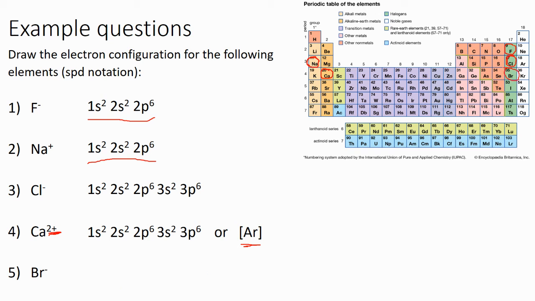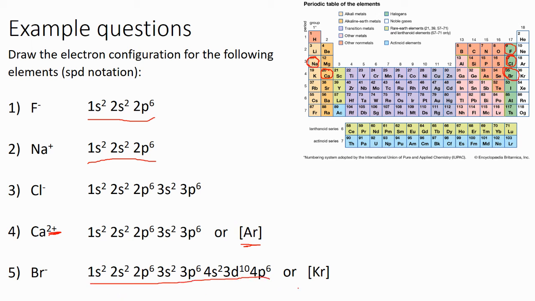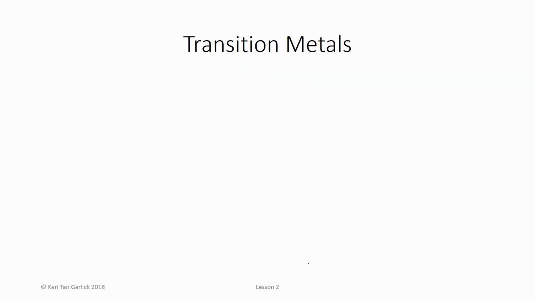Bromine is 35. It is a halogen, so it's going to gain 1 electron. So we've got 1s2, 2s2, 2p6, 3s2, 3p6, 4s2, 3d10, 4p6. So it has got a full shell, and it can be written in the short way because it is isoelectronic with krypton.